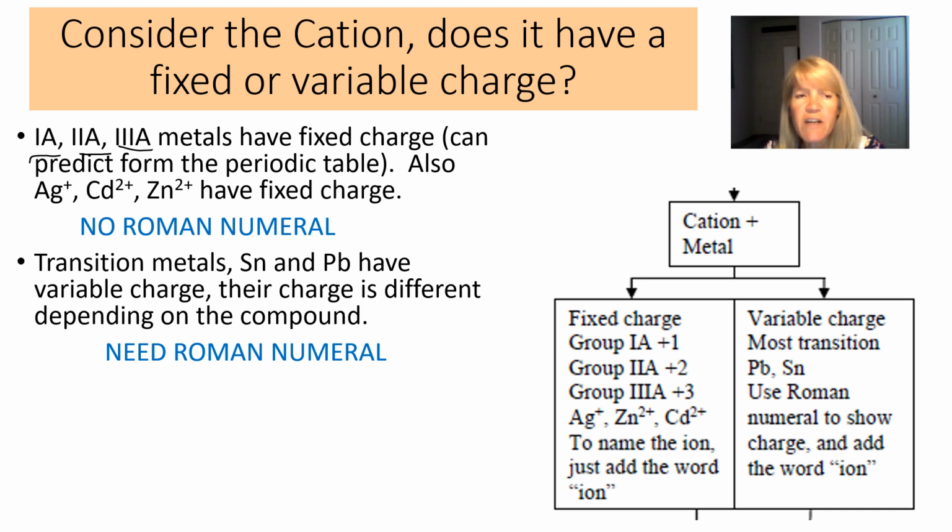And the ones with the variable charge are mainly the transition metals. There are some exceptions to that as well. The transition metals, tin, and lead have a variable charge. What that means is in one compound it might be +2, another compound it might be +3. So you don't always know what the charge is based on the periodic table. And then notice there are these exceptions among the fixed. These are transition metals, but they always have the same charge. Let's see what this means on the periodic table.